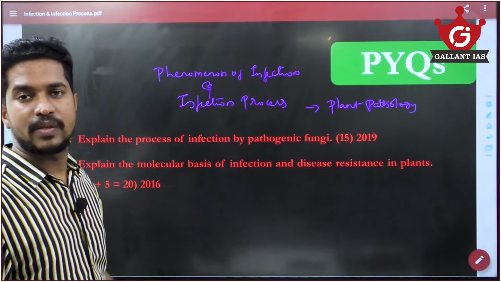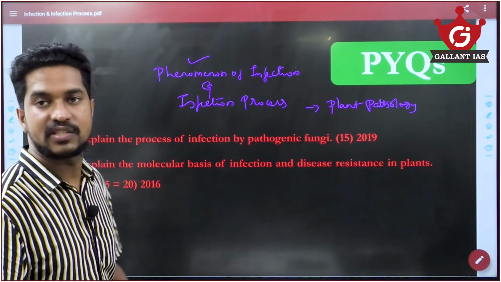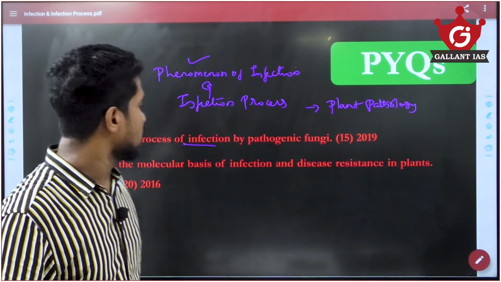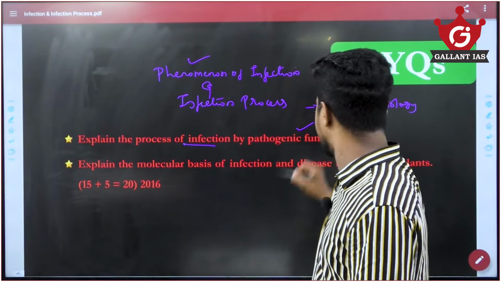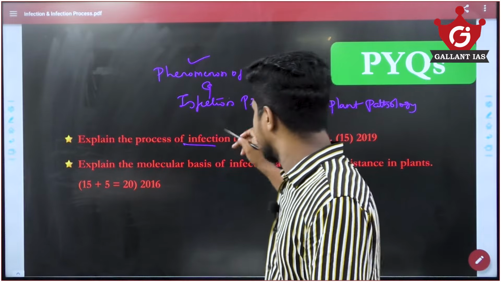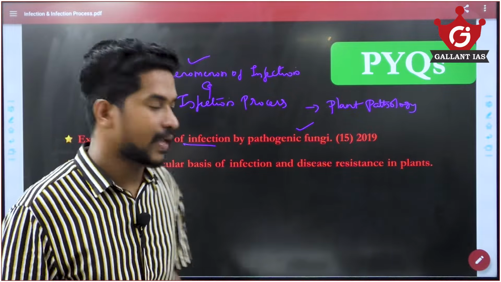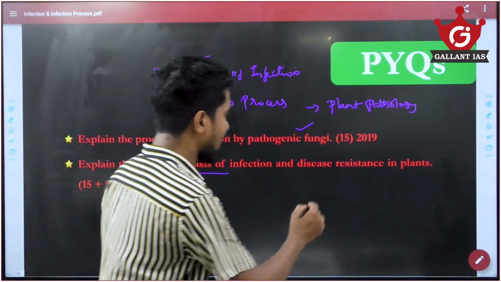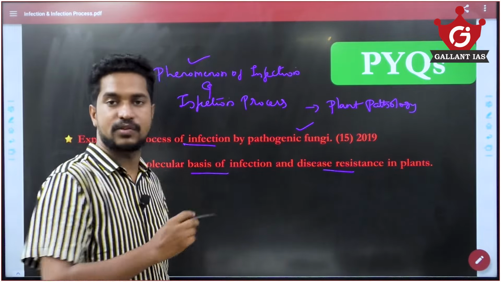Have a look at the previous year questions from this part, phenomenon of infection and infection process. The first question is, explain the process of infection by pathogenic fungi. This is a 50 mark question asked in 2019. The next question is, explain the molecular basis of infection and disease resistance in plants. This is a 20 mark question asked in 2016.